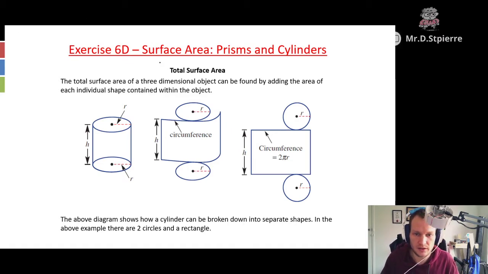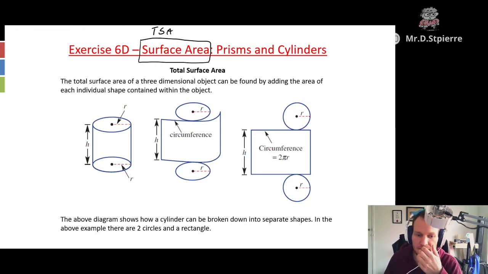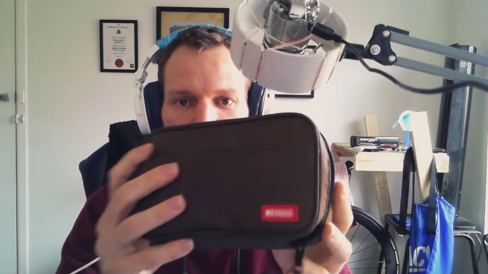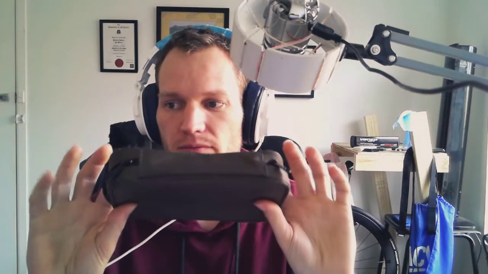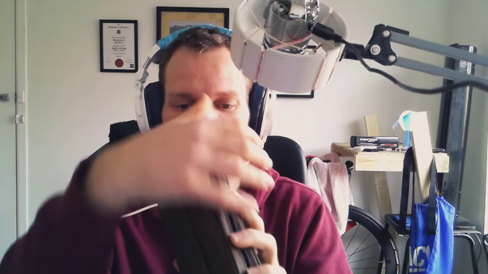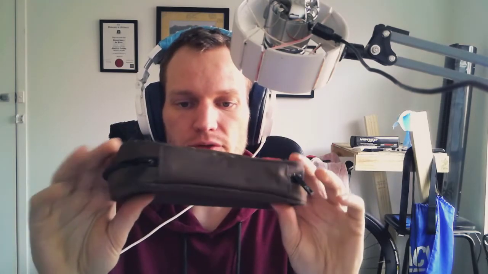To be clear, just want to point out that we're doing surface area, which is also abbreviated to TSA, total surface area. So surface area, if we think three-dimensionally, we're considering the area to cover the object. So if we were looking to wrap my pencil case, how much wrapping material would I need? How much area of it would I need to cover this pencil case?